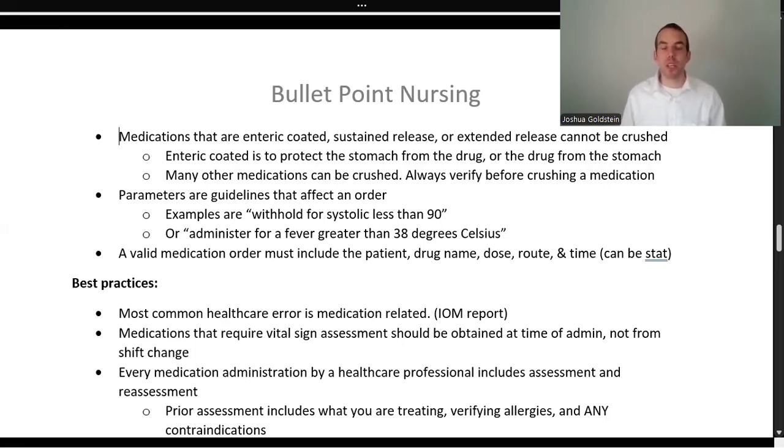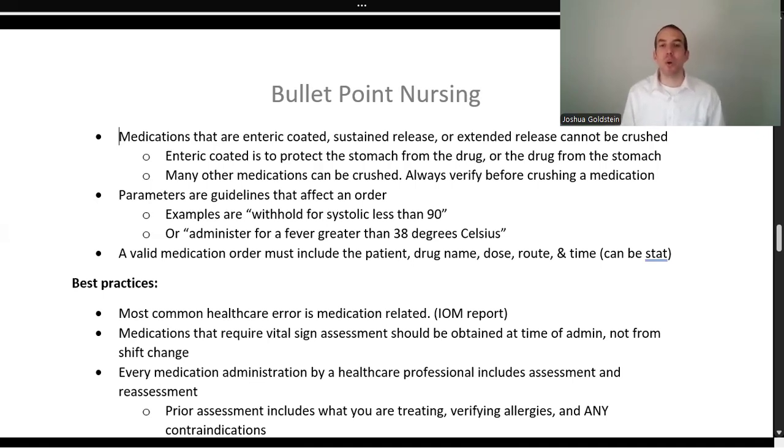But we also have to make sure that we are following the parameters, because if the patient's systolic, in this case, was below 90 and you gave the medication, you just gave a medication you had no permission to give. Considering the parameter was written for a reason, you probably hurt the patient too, but you for sure practiced medicine without a license by giving a medication that you had no prescription for. Because if that parameter says not to give it, then you did not have a valid prescription to give it, and you're going to end up in a really bad place.